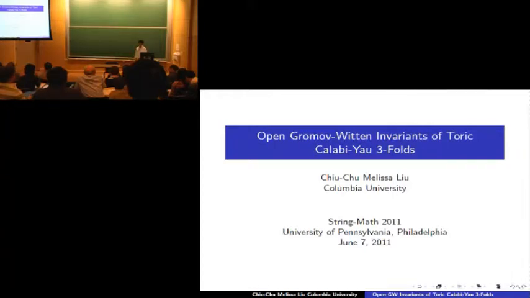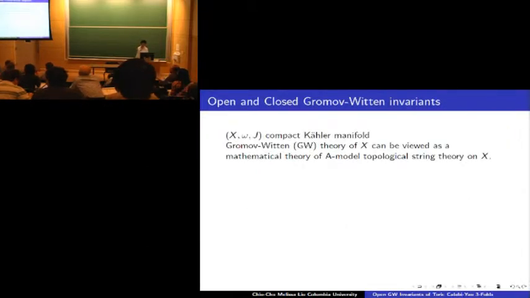Gromov-Witten invariants. But for toric Calabi-Yau threefolds, we understand them much better. But before I go to this very special class of manifolds, I would like to say a few words about Gromov-Witten invariants in general. Let (X, ω, J) be a compact Kähler manifold.